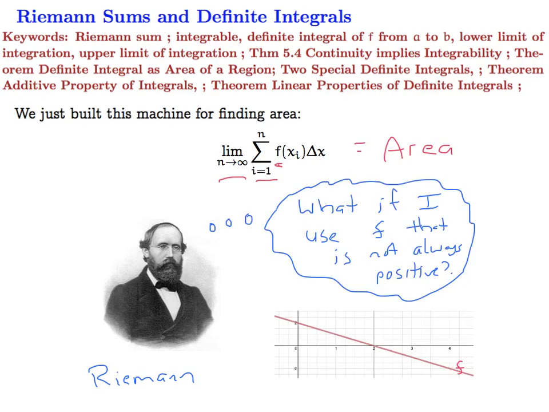So Riemann thought, what if I use a function f that is not always positive in here? If we look just from 0 to 2, it's positive. We could totally use this formula, run through the calculations to figure out the area of this region here. But what happens if we go all the way from 0 to 4? We got this negative space over here. Well, what's going to happen?